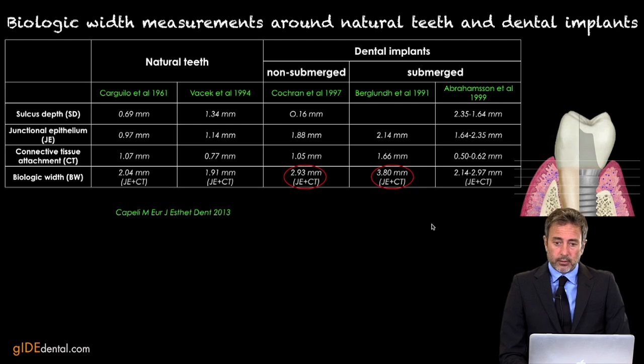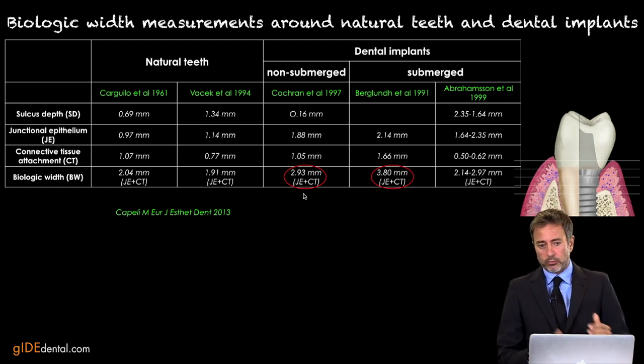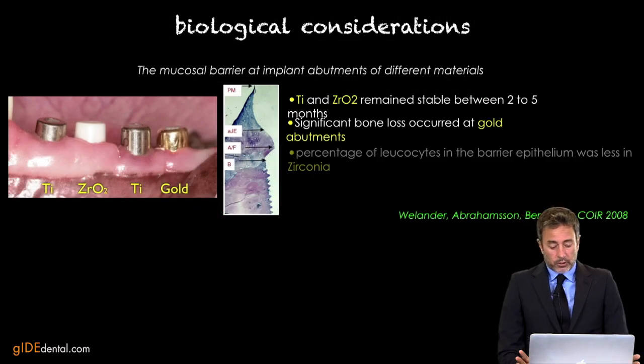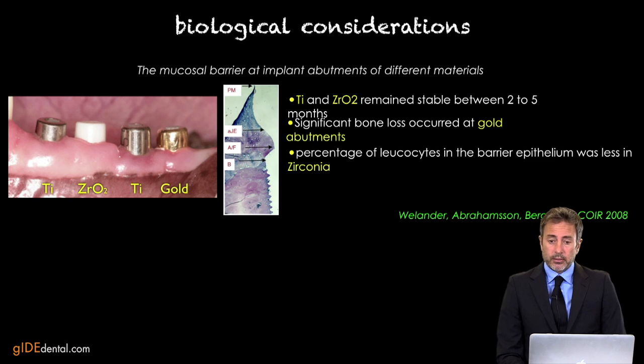Very important is that when we compare the biologic width around teeth and implants, we have a biologic width around implants which is greater. We know that around teeth, from nice old studies by Gargiulo and Vacek, the biologic width is approximately 2 millimeters. But when we go around implants, these numbers are greater, between 3 and 4 millimeters. And of course, we know from the literature and from history until now that the most biocompatible materials as abutments that we can use are titanium and zirconia.